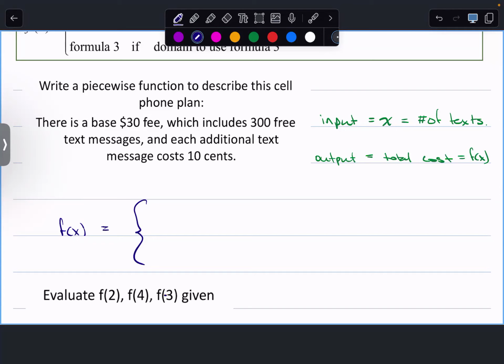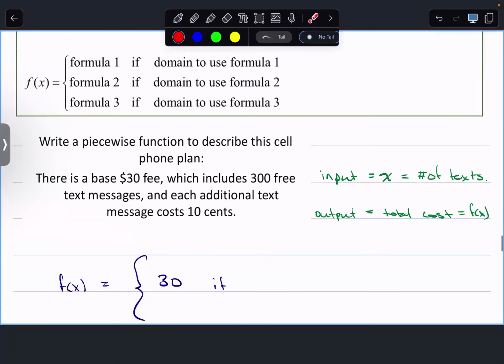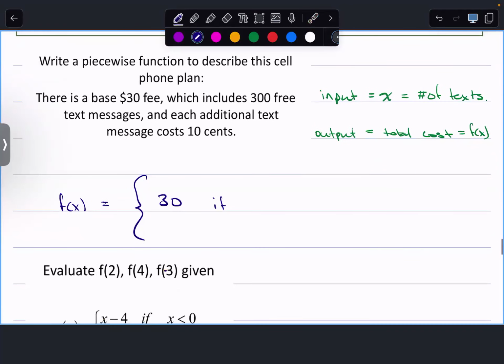Okay. $30 is the total cost if x, which is the number of texts, is up to and including 300. Okay. And so here, just like we said up here, we're going to say if, and then we're going to give the domain, right? So when do I use this formula? So if x is between, I guess, inclusive 0 to 300.